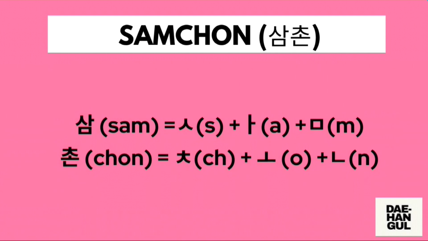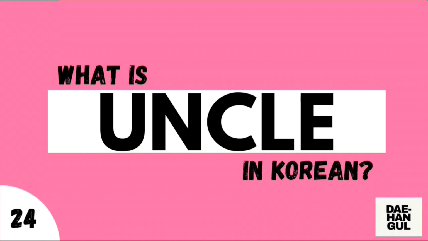How do we write samchon in Hangul? Let's start with the first syllable sam. First, we need to draw a siyut character followed by an a character followed by a miyum character. For the second syllable chon, we need to draw first a chiyut character followed by the o character followed by the nian character. And then we just have to combine the Hangul for each of these two syllables to form the Hangul of the word samchon. And with that, you already know what is uncle in Korean.